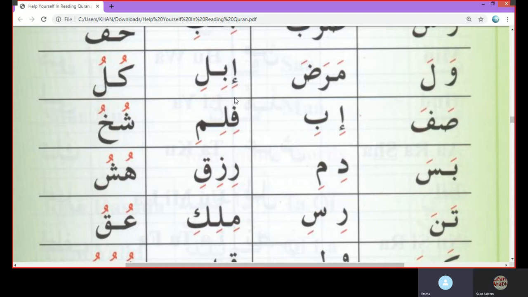What's that word? The second letter. Ba kasra. Ba. So. Ibili. Ibili. Ibili. Good.